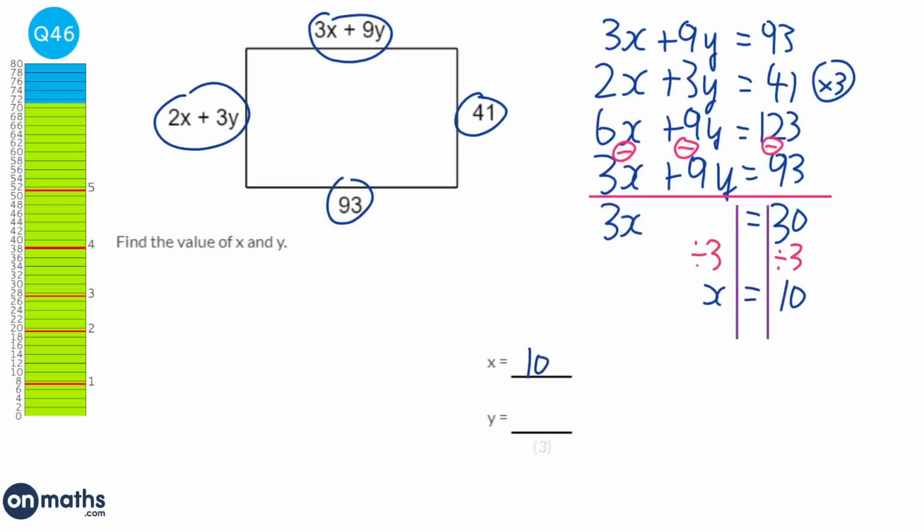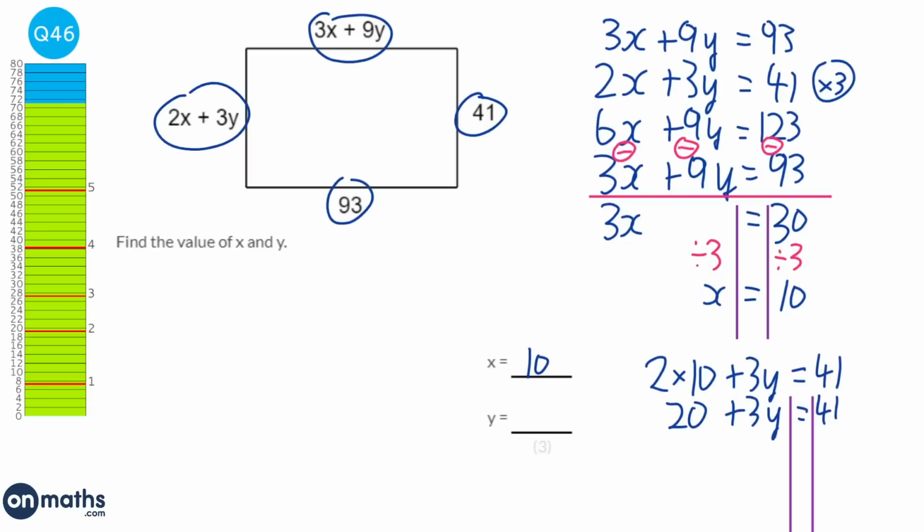So we know what x is, but we need to find out what y is. So what I'm going to do is pick one of the equations. I could pick the 2x plus 3y equals 41, and just substitute the value of x in. So 2 times, instead of x, it's times 10, plus 3y equals 41. So it would be 20 plus 3y equals 41. Get my solving lines in. And we're going to take away 20 both sides.